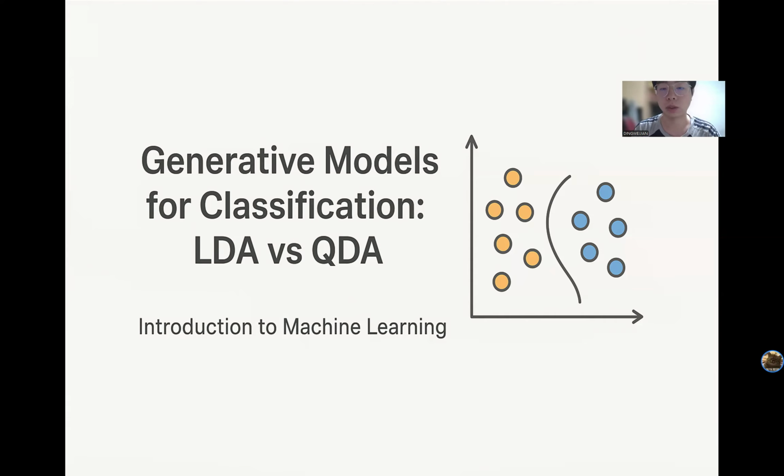Hello everyone, and welcome to this talk on generative models for classification, LDA and QDA. Today we will look at two classic machine learning methods, linear discriminant analysis and quadratic discriminant analysis. Both are examples of generative models, meaning they try to understand how data from each class is produced and then use that knowledge to classify new samples. Even though their names sound similar, they behave differently because of one key assumption.